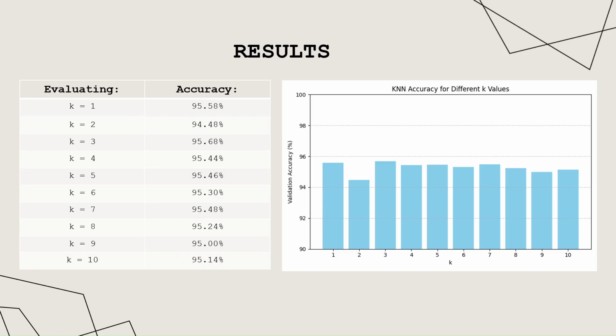These are the results from evaluating the model with different values of k ranging from 1 to 10. The accuracy remained consistently high, around 95%. The best performance occurred at a k value of 3, with 95.68% accuracy, and the lowest was at a k value of 2, with 94.48. This is actually a great example of how tuning hyperparameters, and in this case the value of k, can impact the model's performance. But despite the minor variations, the performance still remains strong across all tested values, showing the robustness of this implementation of the k-nearest neighbor algorithm.